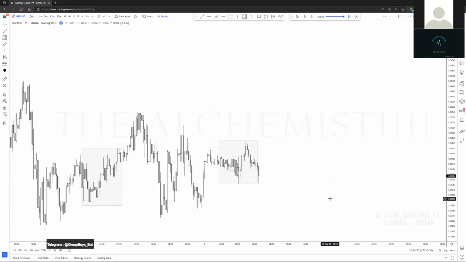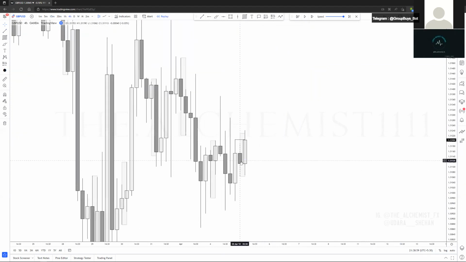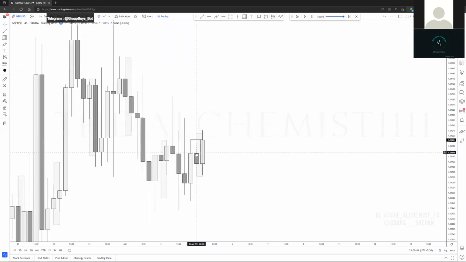So I told you a new 4 hour candle will open and close, right? So let's check the 4 hour. What do we have in here? An order block. Can you see that? The last push down before the push up.